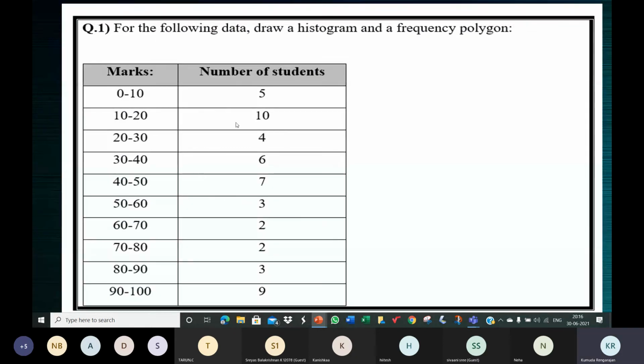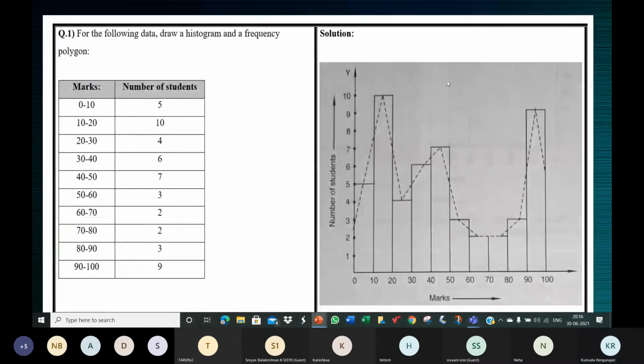The question will be similar to what you will have in the case of a histogram. You will see a frequency distribution showing class intervals and frequencies. So see here.